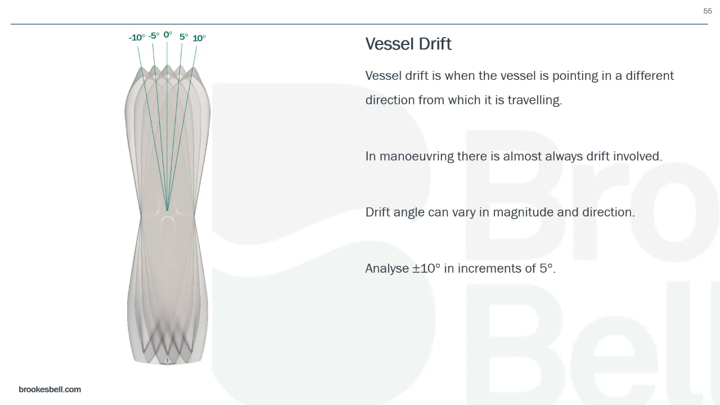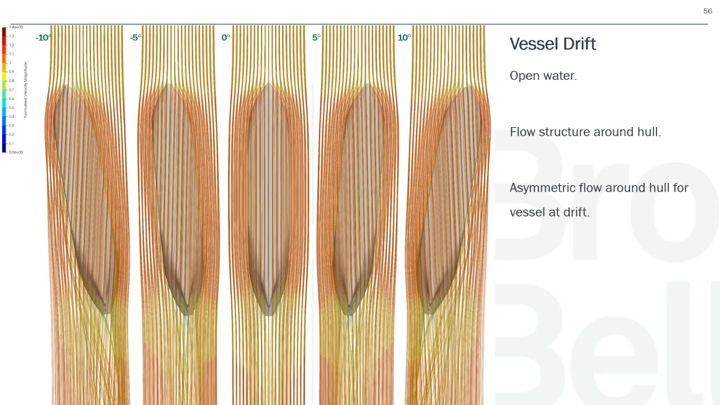So what we've done to study this is just look at various different drift angles. So -10 towards the starboard side, then -5, 0 we already have, and then we've done the mirror image towards the port side. And for these drift angles, we just go through the exact same tests as we've looked at before.